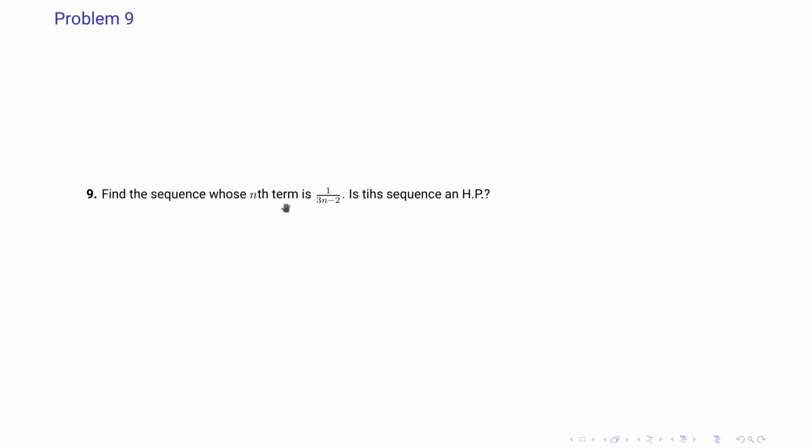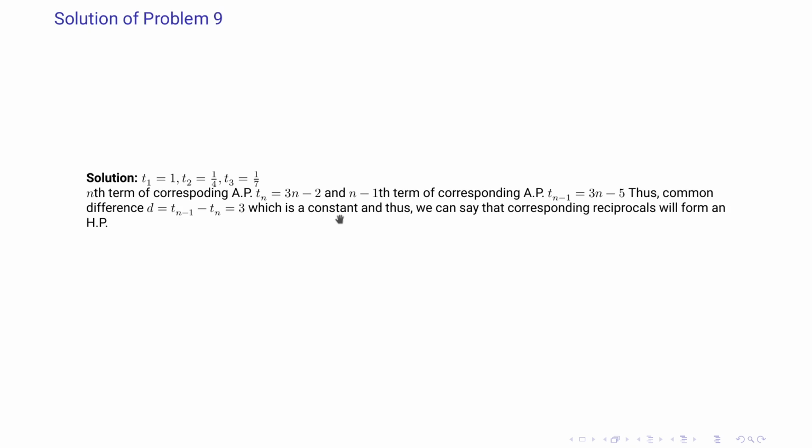Find the sequence whose nth term is 1 by 3n minus 2. This sequence is an HP. There is a spelling mistake in this. So T1 is 1, T2 is 1 by 4, T3 is 1 by 7. So nth term of the corresponding AP would be 3n minus 2. And n minus 1th term of the corresponding AP would be 3n minus 5. So common difference, Tn minus Tn minus 1, would be 3, which is a constant. And thus we can say that corresponding reciprocals will form an HP.